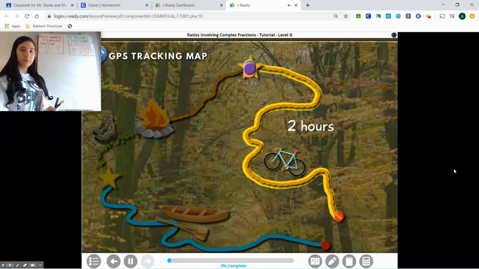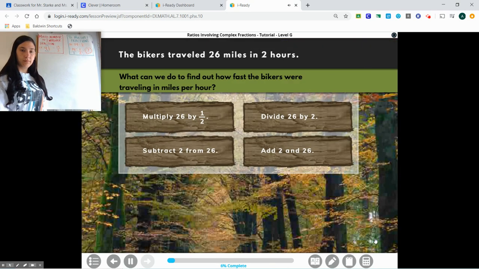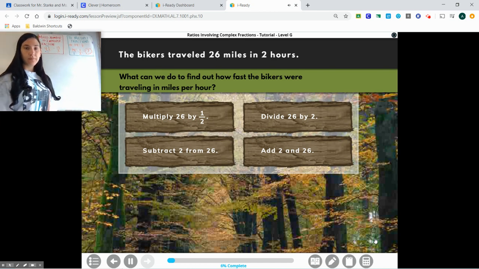We will be keeping track of all of their rates along their journey to determine the winner. Yeah, and the rates might come in handy for planning future races. Let's see how fast they were going. The bikers traveled 26 miles in 2 hours. What can we do to find out how fast the bikers were traveling in miles per hour?